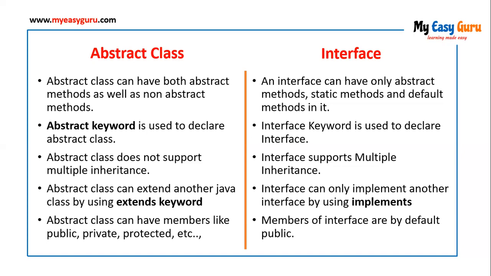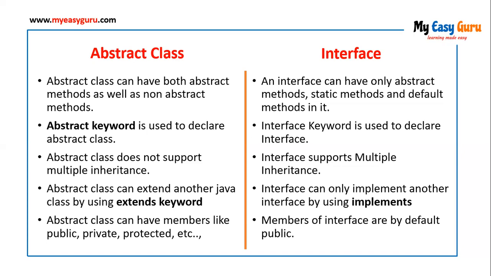Abstract class can extend another Java class by using the extends keyword. Interface can only implement another interface by using implements. Abstract class can have members like public, private, protected, etc. The members of an interface are by default public.